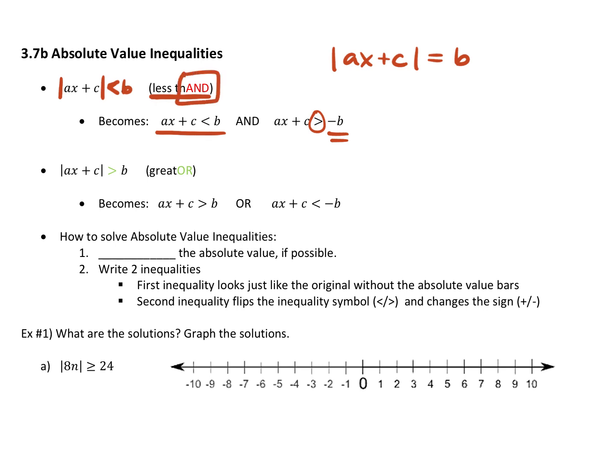When it's greater, okay, we say greater than, greater. So greater than is an or problem. You do the same thing. Once you have isolated your absolute value, then you're going to write two inequalities. The first one is going to look exactly like it did up here. The second one is going to flip the symbol and make this positive a negative. Okay? So change the sign and flip the symbol.